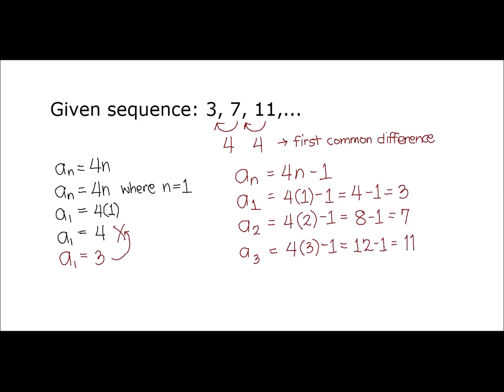So if we're going to observe it, we have the same terms. So our first term is 3. Our second term is 7. And then our third term is 11. So we can now conclude that the pattern in 3, 7, 11 is a sub n is equal to 4n minus 1. So that method is by inspection.